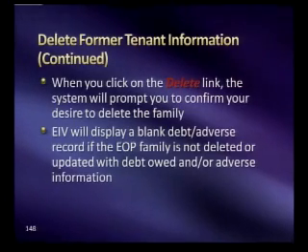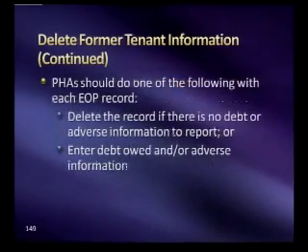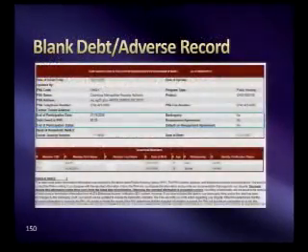Please note, if you do not delete a family off the EOP listing or enter information, EIV will display a blank debt adverse record. And I want to show you what it looks like in just a minute. But keep in mind, you should do one of the following with a record that's listed on the EOP list. Either you're deleting it because there's nothing adverse to report, or you're entering information into the system about that family that's adverse. This is what a delete or a blank debt adverse record looks like.